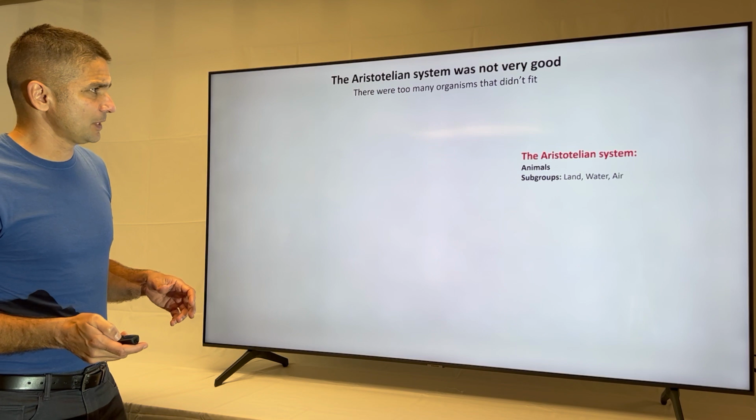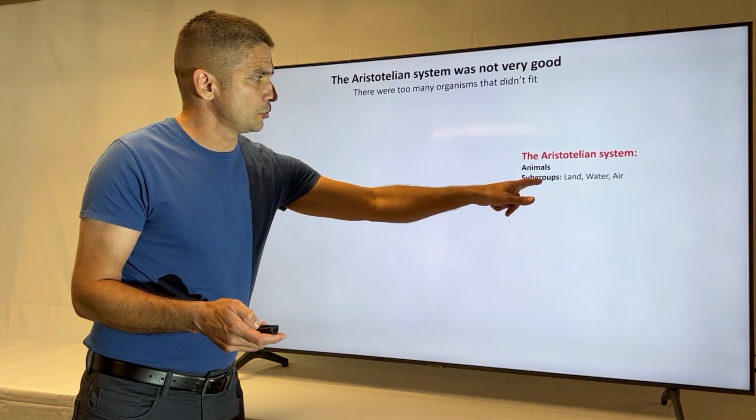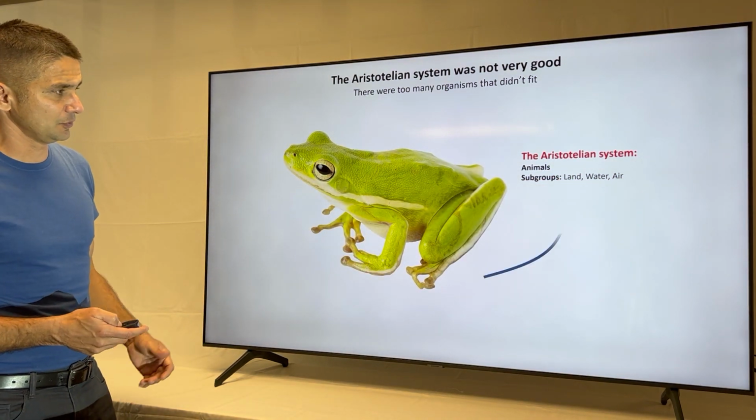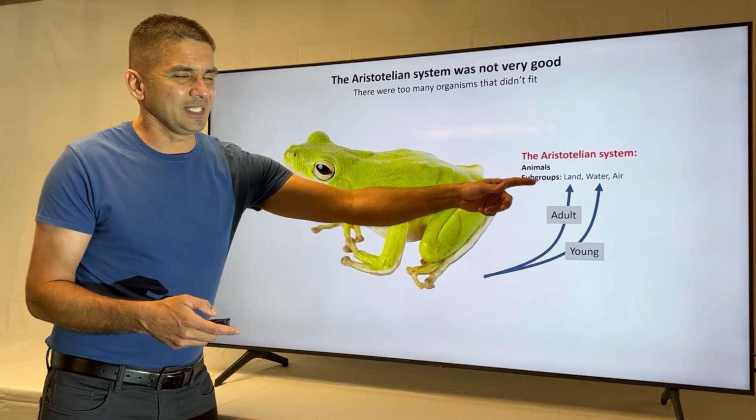Let's just look at an example here. Again, if you look at animals, the general group was animals, subgroups land, water, and air. But if you take an example like the frog, for instance, well, it turns out that the frog, when they are adults, they live on land, but when they are young, they live in water.